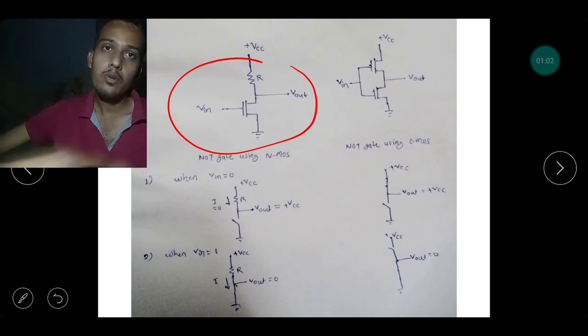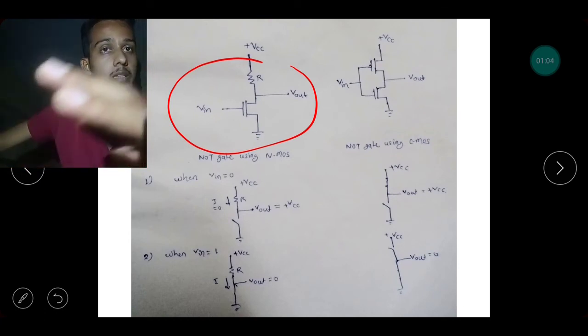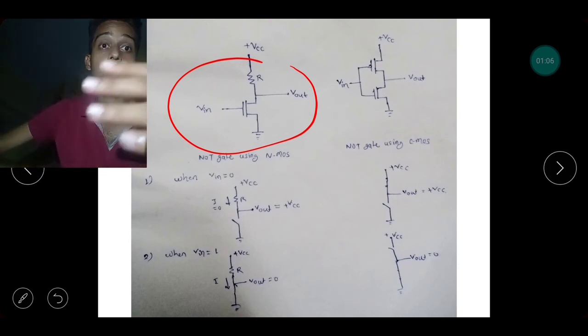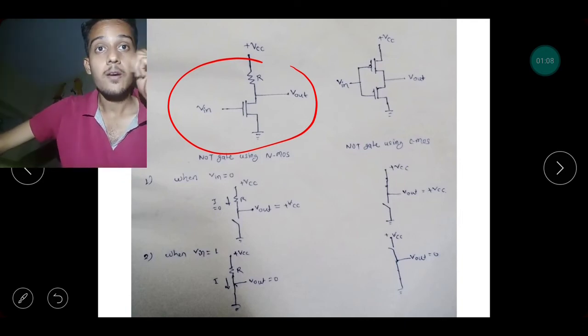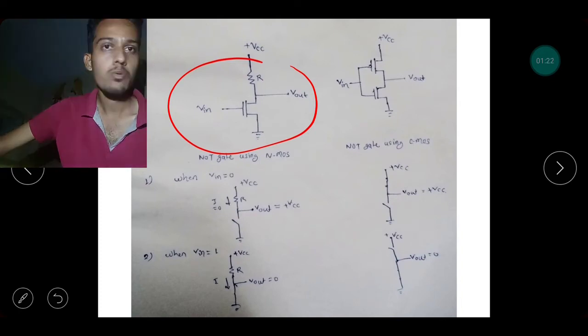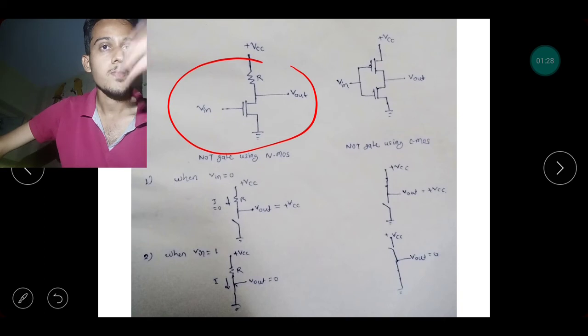Means if the input is low, NMOS gets turned off, and the output gets plus VCC. If NMOS is off, or an open circuit, the current flowing through NMOS will be 0, and so the heat dissipation across the resistance R will be 0. So no problem. In case of low input voltage, there is no problem in the NMOS circuit.